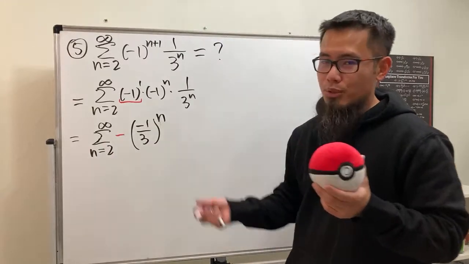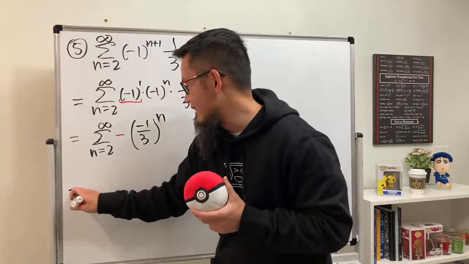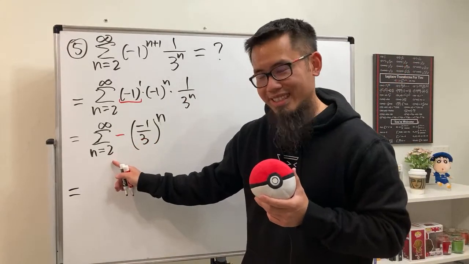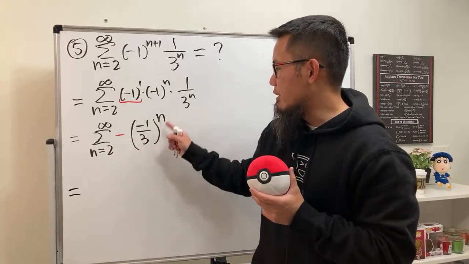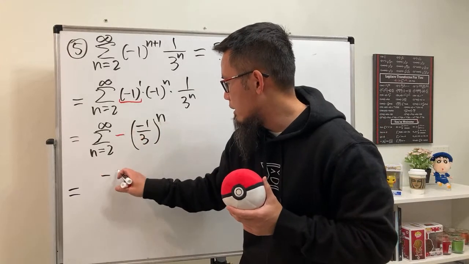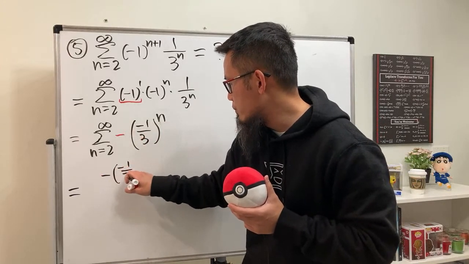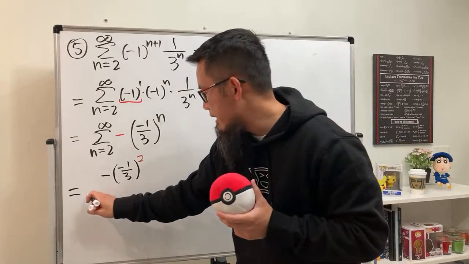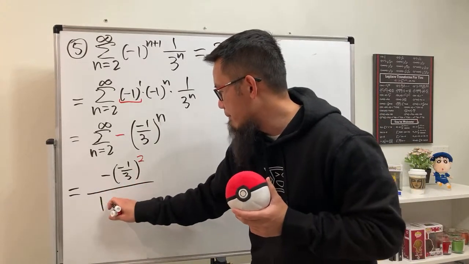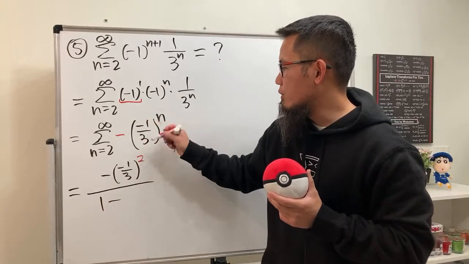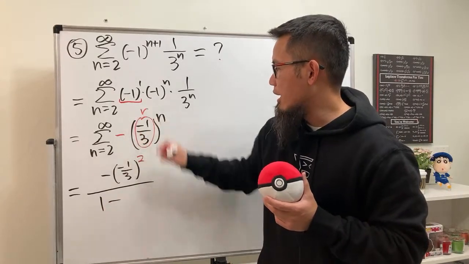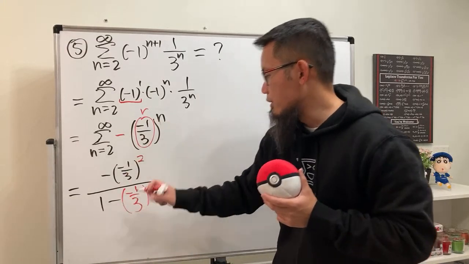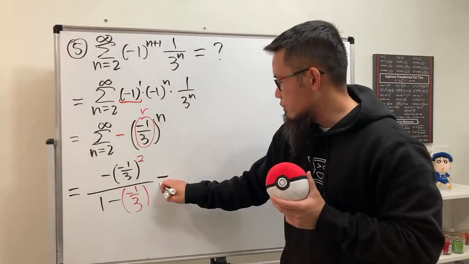And it's a multiple choice question. You don't really have to show that. But be really careful though. n starts with 2. The first term is when you put a 2 in here, so you get negative, and then negative 1 over 3 raised to the second power. This is the first term. And then over 1 minus the common ratio, which is this. This is our r, negative 1 over 3. So that's that.